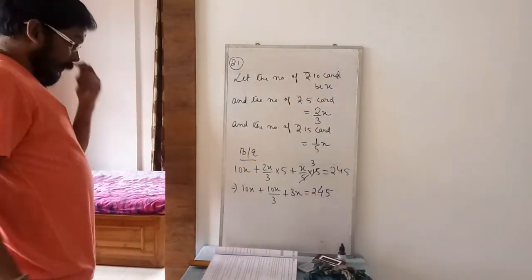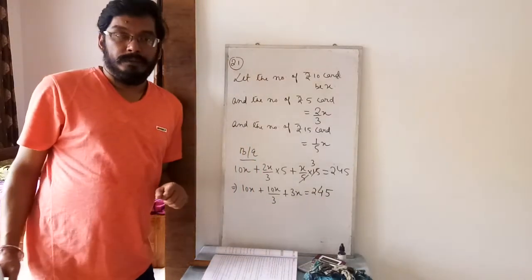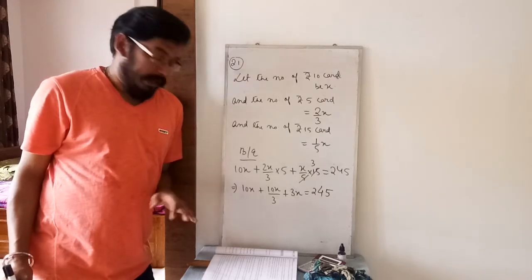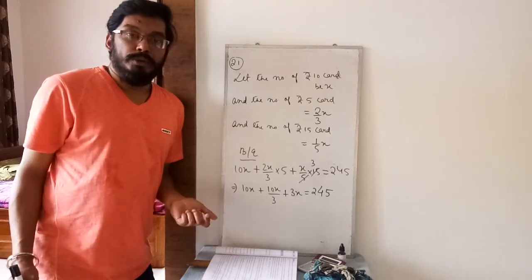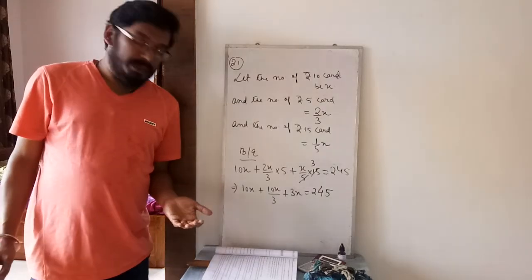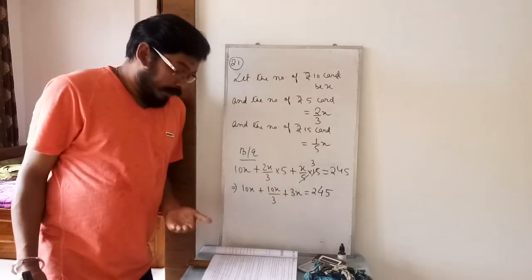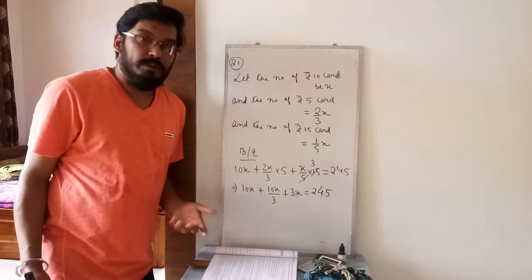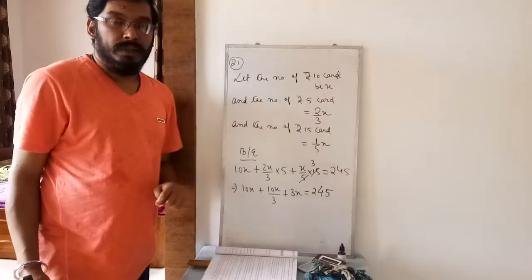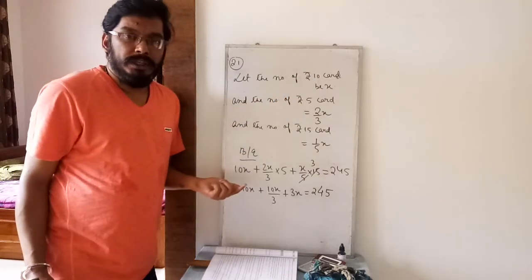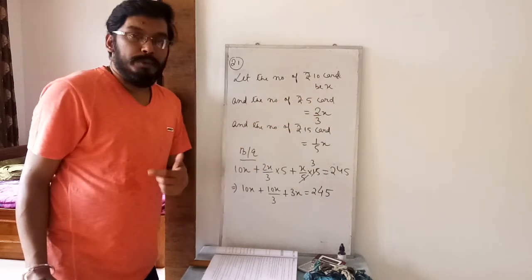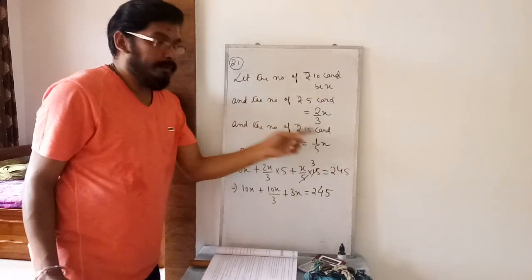I repeat again. Ranjana was given rupees 245. She has purchased some cards of rupees 10, some cards of rupees 5, and some cards of rupees 15. You don't know the quantity of any of them. They have just given that whatever is the quantity of 10 rupees cards, 5 rupees cards will be 2 by 3 of this one, and 15 rupees cards will be 1 by 5 of this one. So I have considered the number of 10 rupees cards to be x. So 5 rupees cards will be 2 by 3 of this, 2 by 3 into x means 2x by 3. 15 rupees cards are 1 by 5 of this, so 1 by 5x.